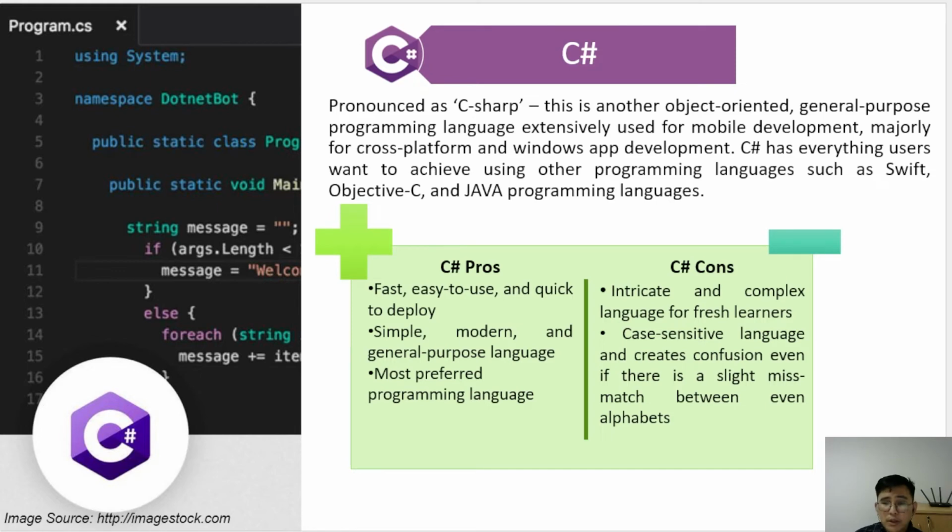It's also simple, modern, and yet a general purpose language. It can be used not only for gaming, it could be used for mobile applications, and also for other purposes of a system that we wanted to develop. And C sharp is also the most preferred programming language in the developer community today, but it has some cons, where it is an intricate and complex language, even for starters.